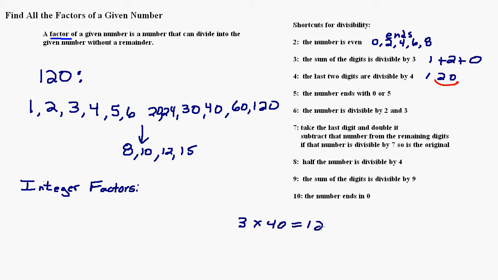Well, that's cool, but if we want to talk about all the integers, we could also say negative 3 times negative 40 is 120. So therefore, negative 3 would also be a factor, and negative 40 would also be a factor. If I want all the integer factors, then I'm going to have all these factors positive and negative.